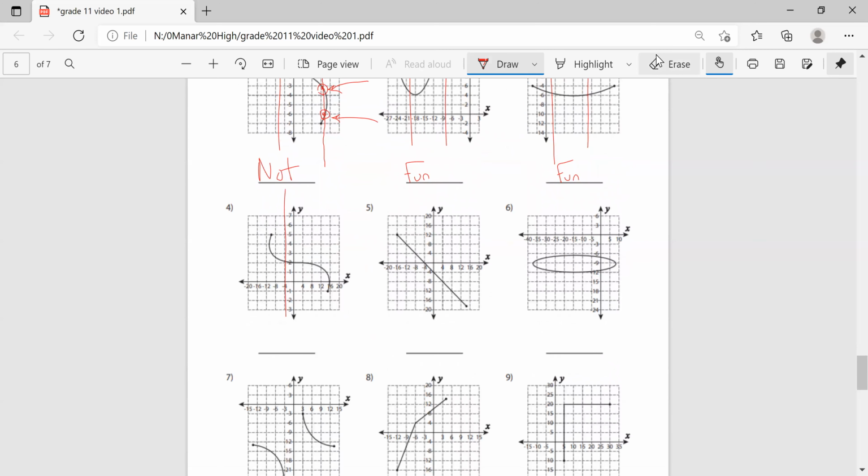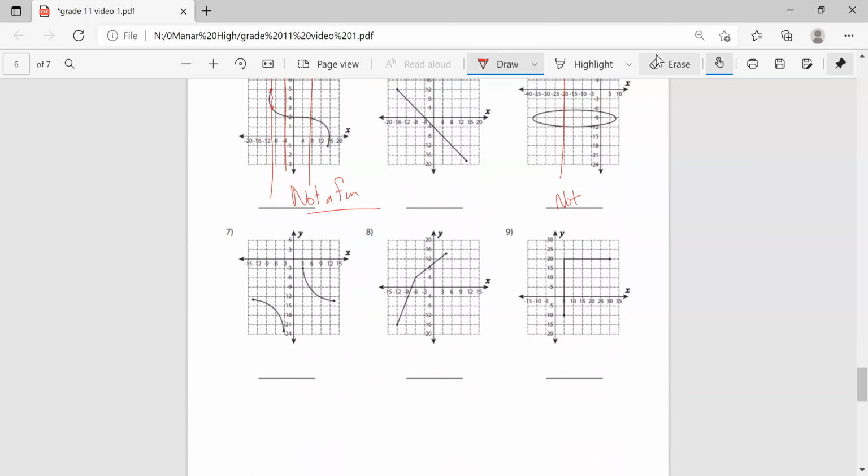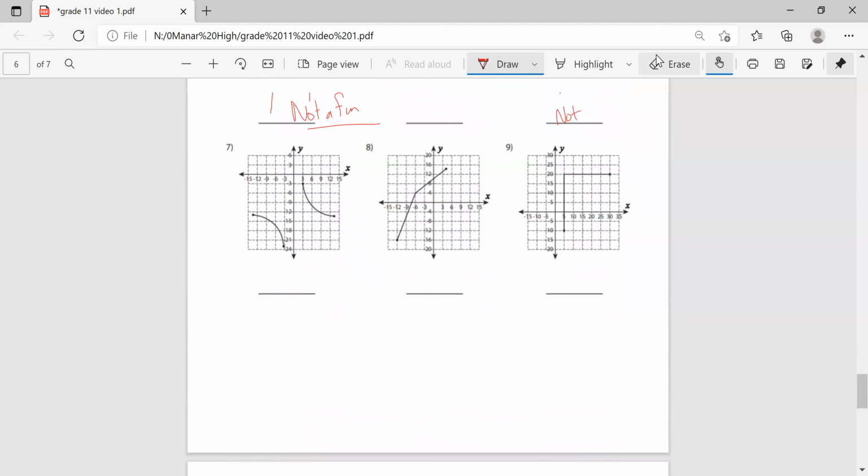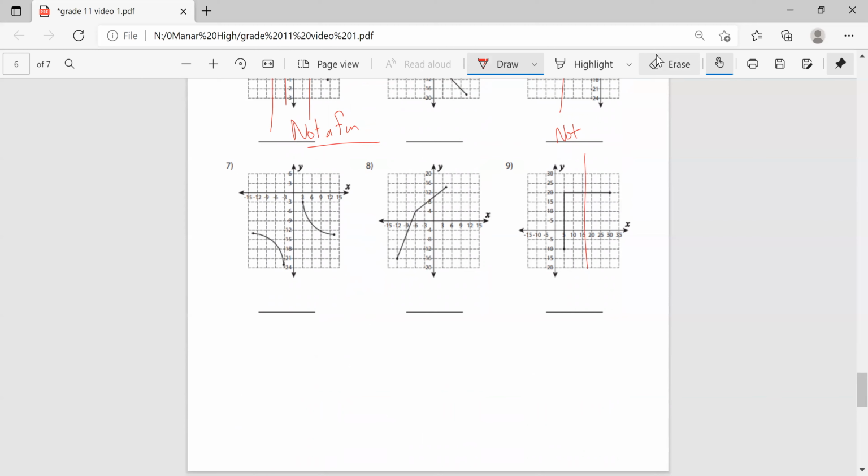Here, if I draw like this a vertical line, it will cut in only 1 point. Here, 1 point. But take care, if I draw like this vertical line, it will be 2 points. So error, not a function. This, not a function, and so on. Okay? Here, if I draw here a vertical line, only 1 point. Here, only 1 point. But here, right on this line, it will be a lot of points. So this is not a function.